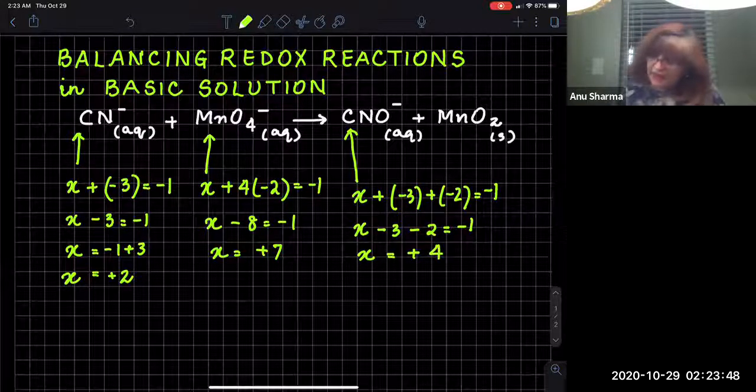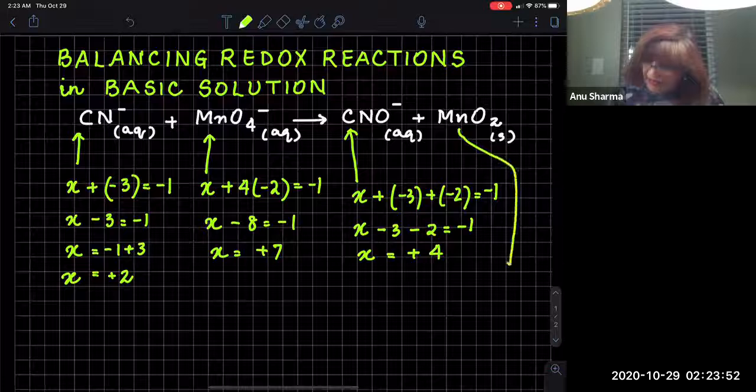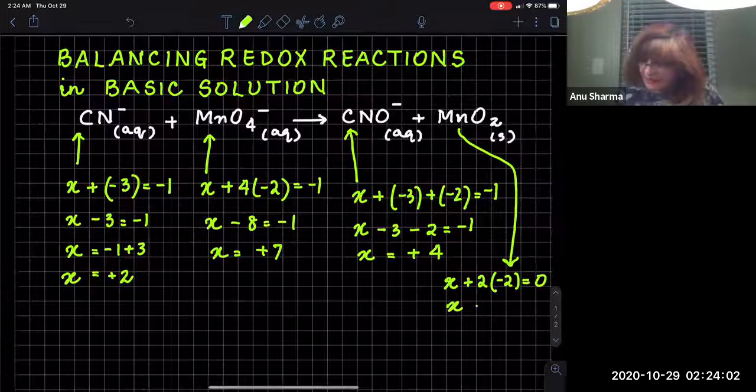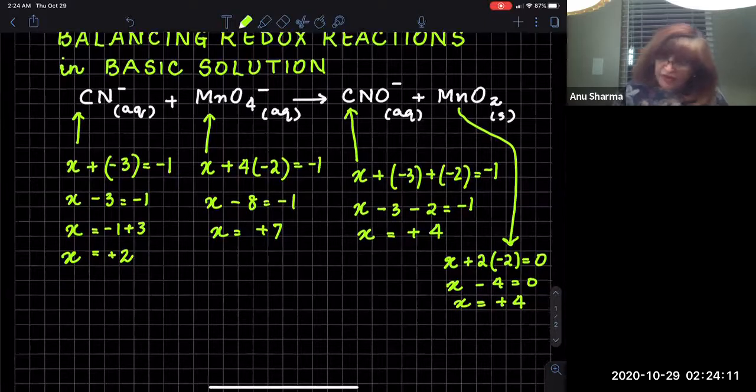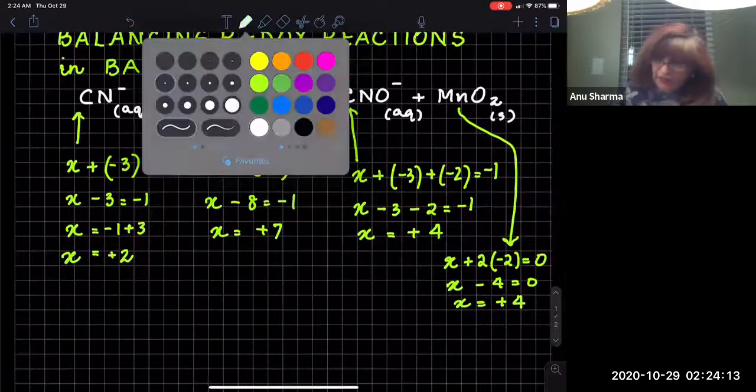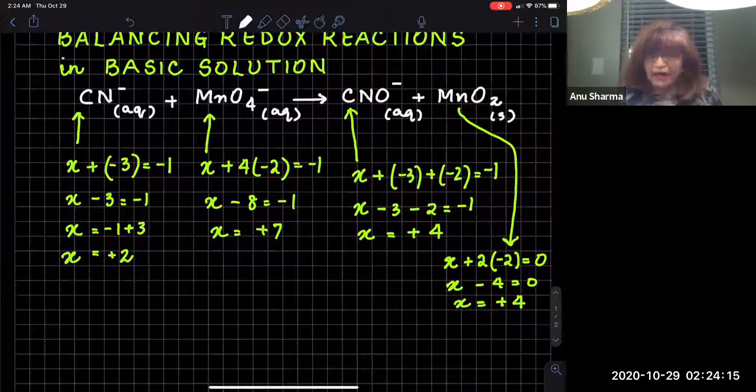Okay, next is for manganese dioxide. In that case, let us say for manganese, we don't know, that is X plus 2 times -2 for oxygen is equal to 0. X - 4 is equal to 0. So for manganese, it is going to be +4. Okay, so this is how you calculate for the individual atoms.